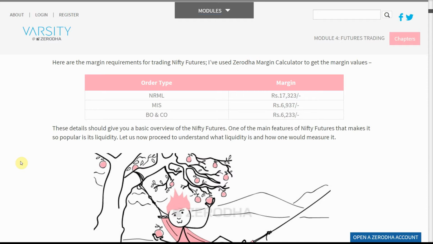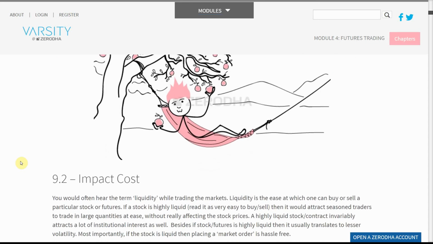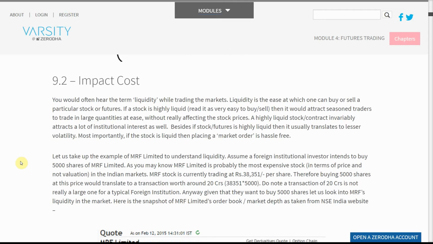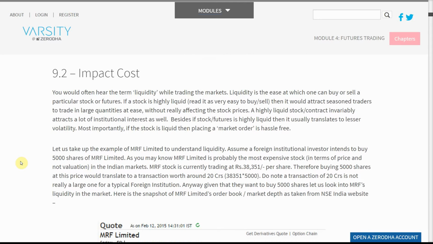These details should give you a basic overview of the Nifty Futures. One of the main features of Nifty Futures that makes it so popular is its liquidity. Let us now proceed to understand what liquidity is and how one would measure it. 9.2 Impact Cost. You would often hear the term liquidity while trading the markets.